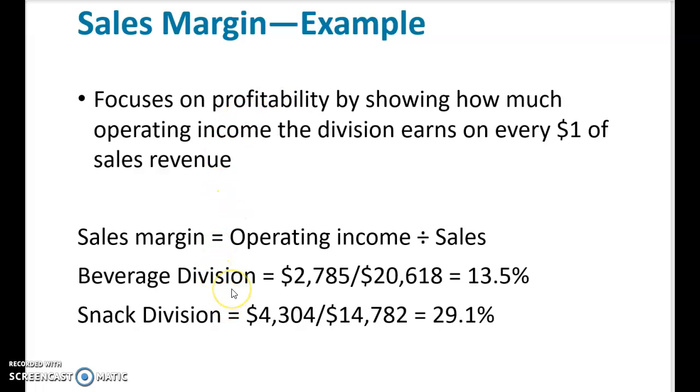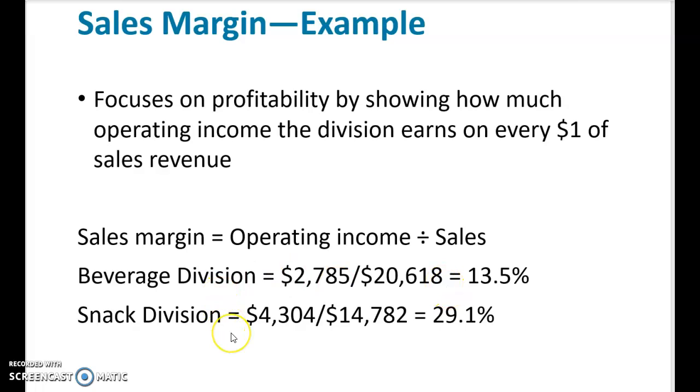So for the beverage division, their operating income is $27.85 divided by sales of 13.5%. So that's 13.5 cents of every dollar sold ends up in operating income.